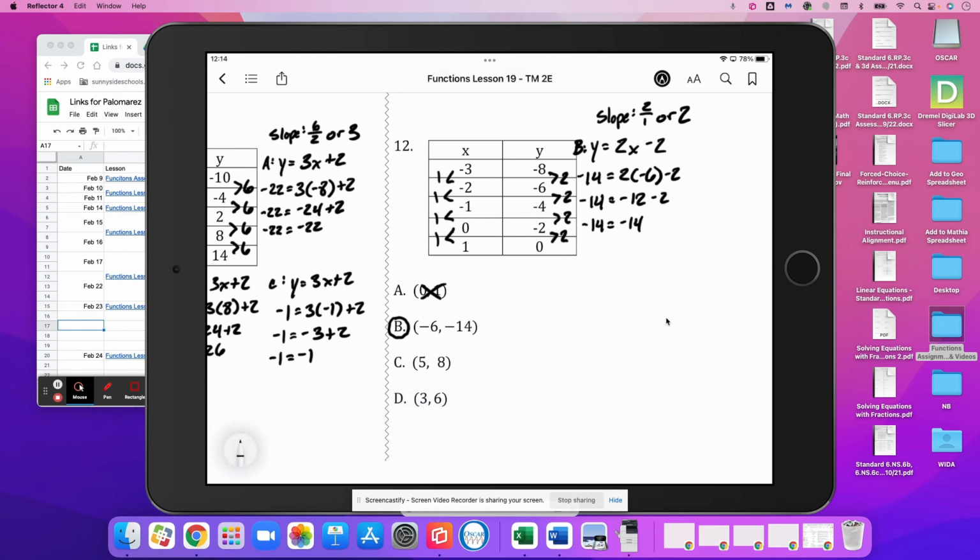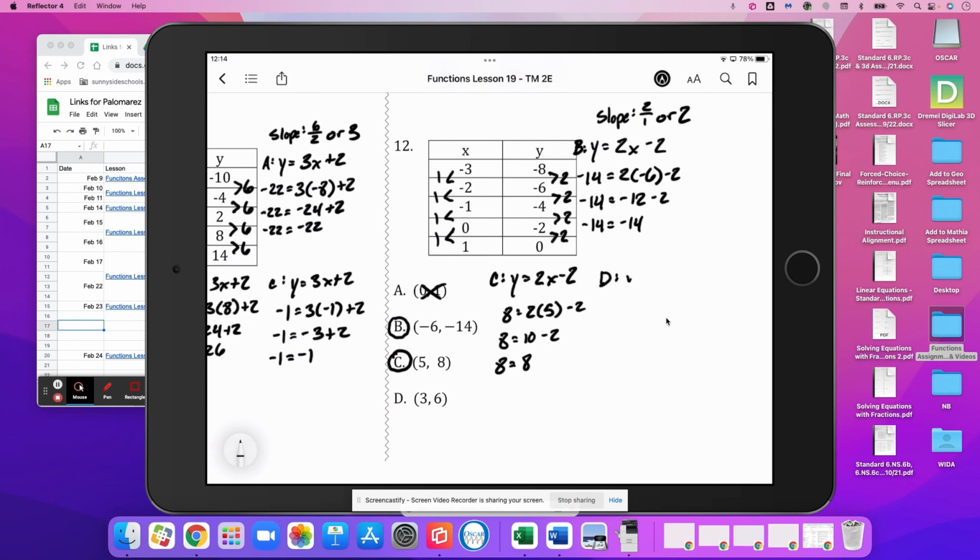And so our next one to test is C. Y equals 2x minus 2. And for C, we will have 8 is equal to 2 times 5 minus 2. 8 equals 10 minus 2. 8 equals 8. And so yes, C satisfies the function.